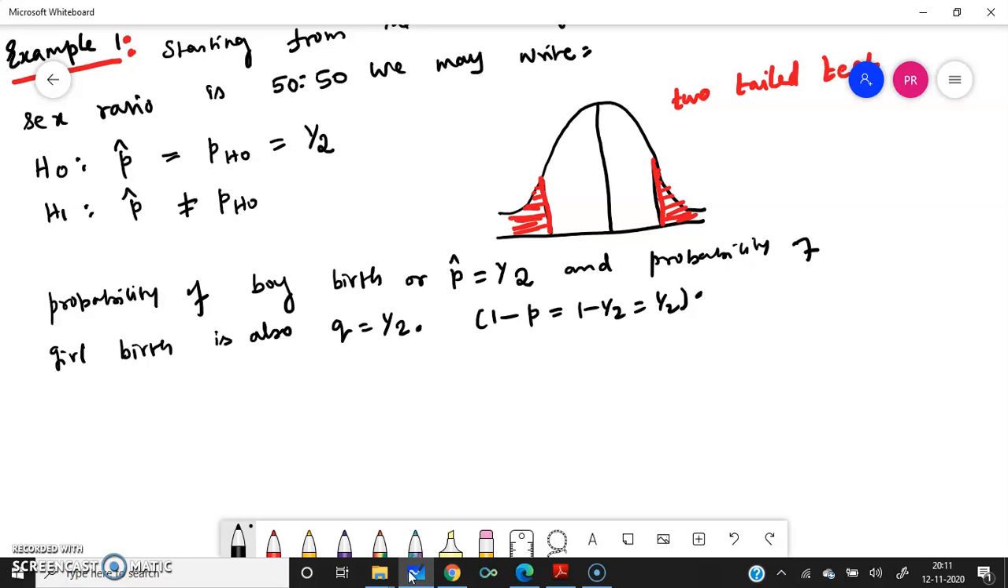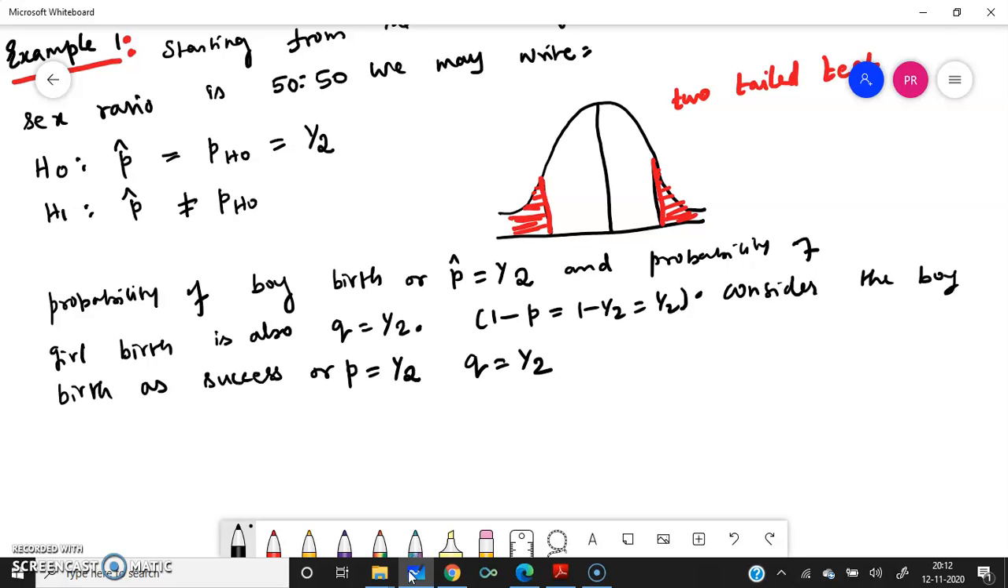Consider the boy birth as success, okay? If you consider boy birth as a success, then we are taking P equal to half. Boy birth is a success, no? That is P equal to half. And girl birth is failure, that is 1 minus P, that is equal to half, right? And what is given about N? N given in the question is 3232. We saw that it is given in the question.